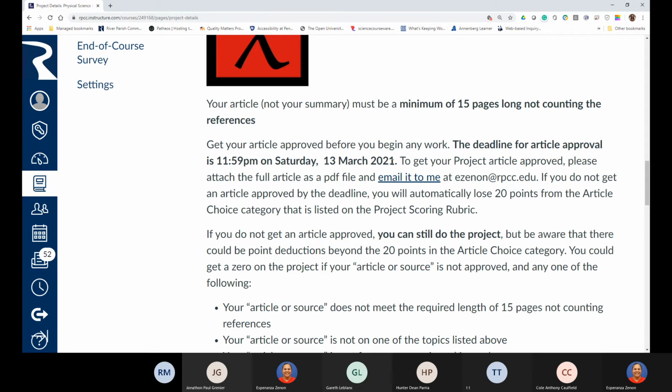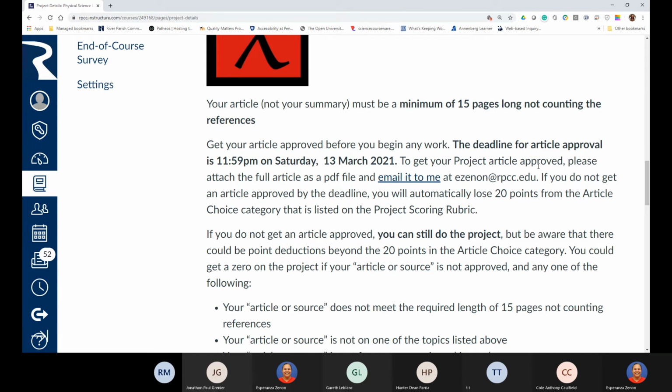Let me be very clear with you. At 12:00, I'm going to bed, and I don't care who doesn't have an article approved. It's not 11:59 p.m. on the 13th to send me an article. It's 11:59 p.m. on Saturday, 13 March to have an article approved. And if you wait to the last minute and I can't get to your email because I'm taking care of all the folks who got there before you, oh well, because 13 March is better than a month away. If you wait to the last minute, that's on you. Procrastination on your part does not constitute an emergency on my part. Okay? Just be clear on that.